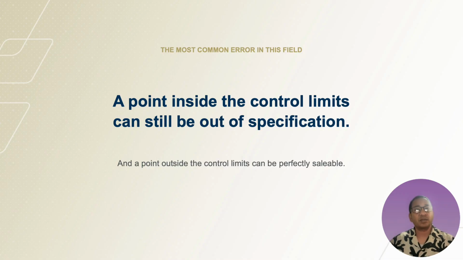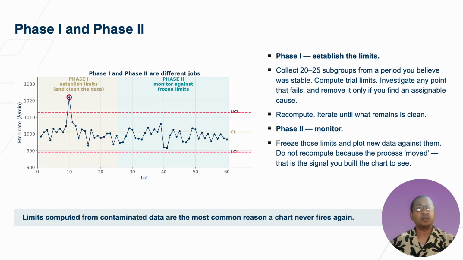This is why you never draw spec limits on a control chart. The moment they are on the same picture, every conversation becomes about spec, the run rules become invisible, and the operator starts adjusting to the wrong lines. Two distinct jobs, and the software will happily let you confuse them.